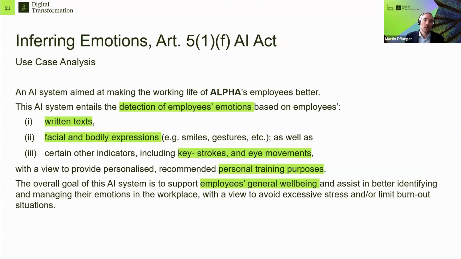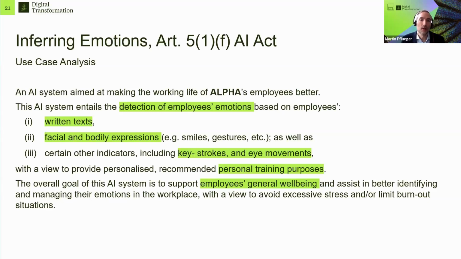Thank you, Dan. So let's just recall our last use case. Our company Alpha is trying to make the working life of its employees better. So it has this AI system that detects employees' emotion based on their written text, so what is in there when they write emails or other text, their facial and bodily expressions, so their smiles and gestures, as well as certain other indicators such as behavioral characteristics and physiological characteristics, keystrokes, and eye movements. And this all happens with a view to provide recommended personal training purpose. So the overall goal is basically to support employees' general well-being, to assist them in identifying and managing their emotions, with a view to avoid stress, burnout, and other scenarios.